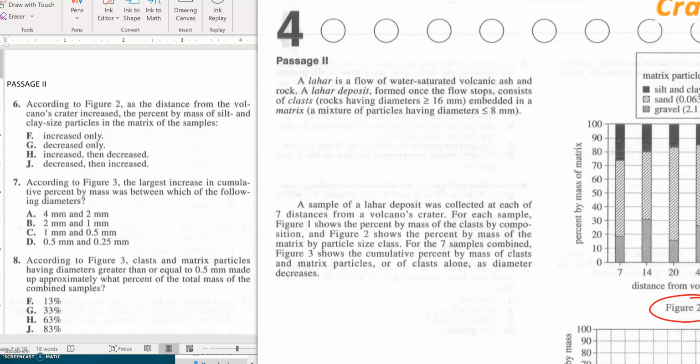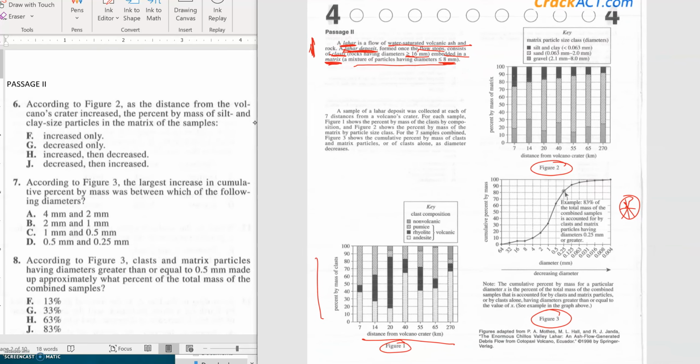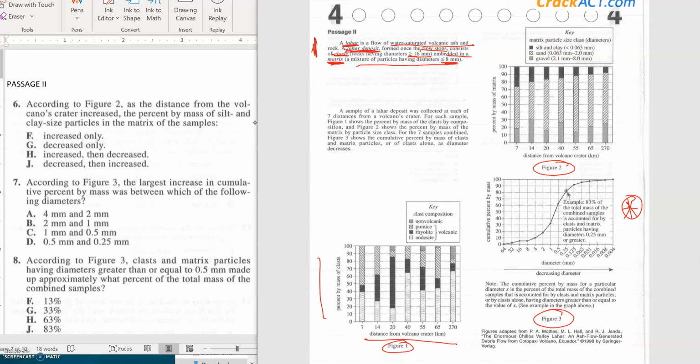All right, I'll increase it here. A lahar is a flow of water-saturated volcanic ash. Right, a lahar, again, it's in italics, so hold it. Water-saturated volcanic ash and rock. A lahar deposit, formed once the flow stops, consists of clasts, oh, now we know what clasts are. They're rocks having diameters of greater than 16 millimeters, embedded in a matrix. Oh, we know what matrix are. A mixture of particles having diameters of less than 8 millimeters. All right, that's as much as I need to know. I'll read anything else if and when I need it. I'll just be guided by the questions.